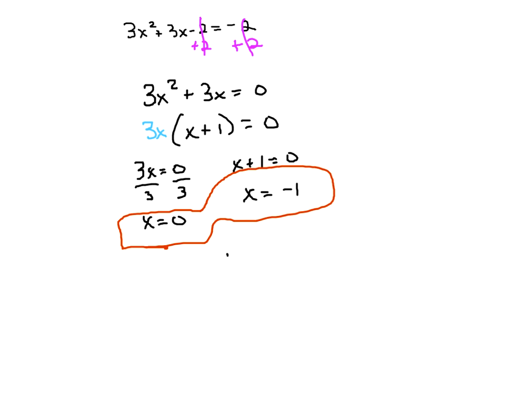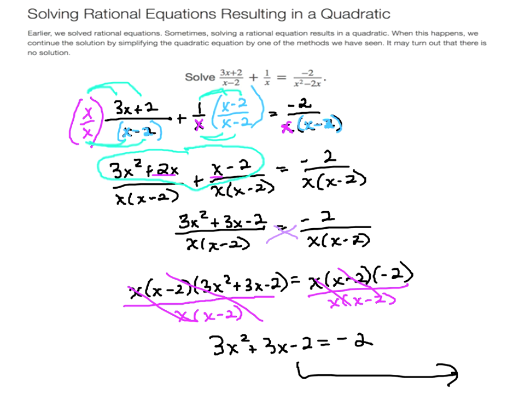You do need to go back and check them in the original equation because you're dealing with denominators. So let me go back. So we have x is 0 and x is negative 1. Oh, look what happens. If we plug in 0 for that x right there, it's going to create an undefined situation. Therefore, the entire equation becomes undefined. 0 is not a solution. Negative 1, we're good. The only solution is negative 1.